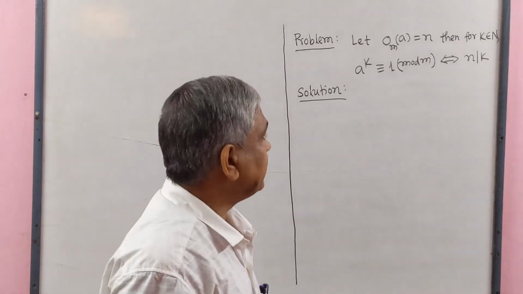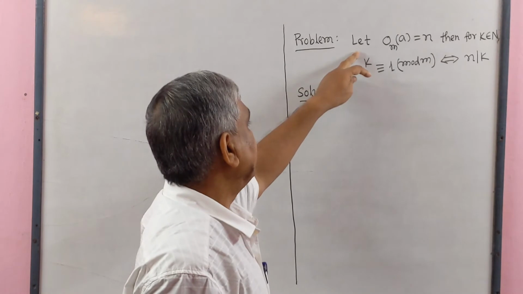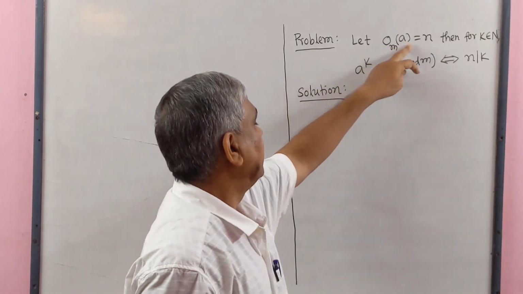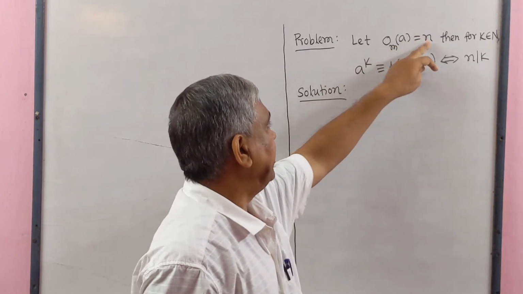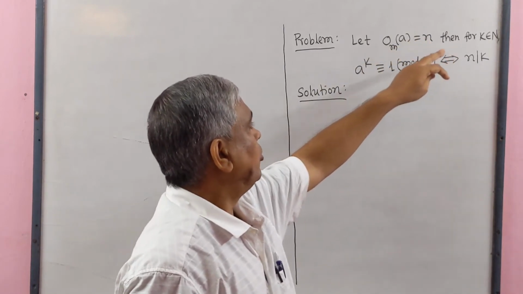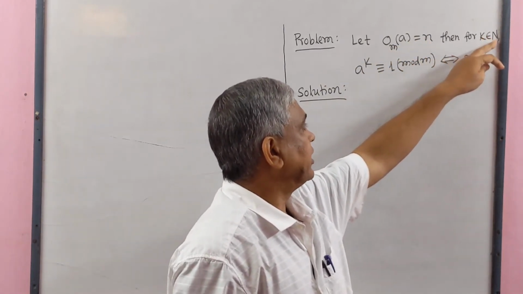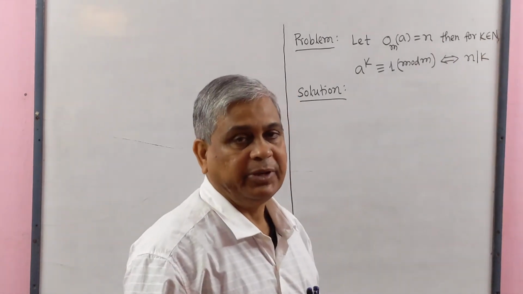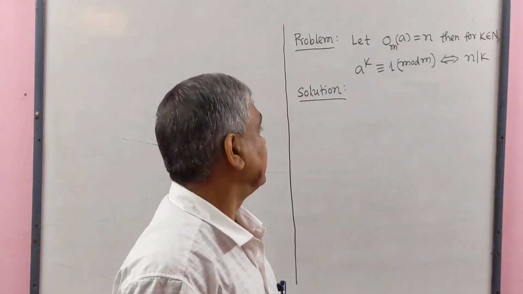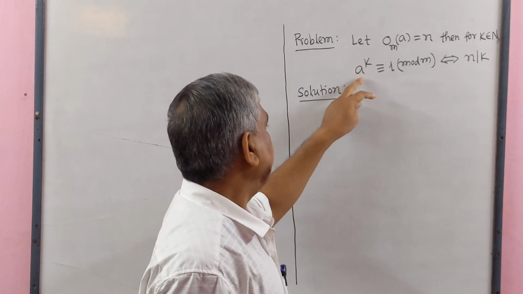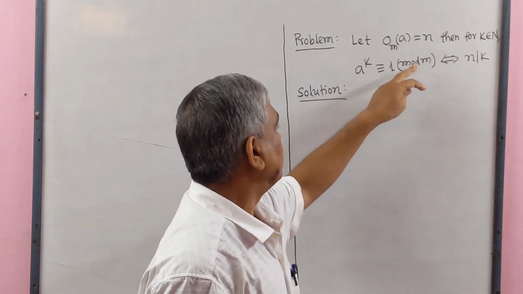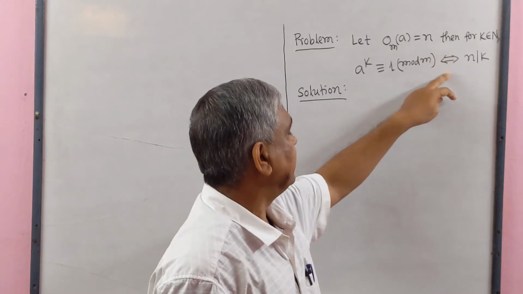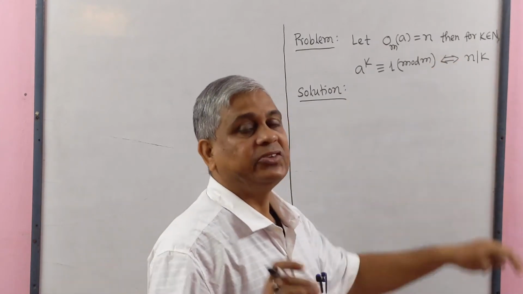Now we solve the next problem. Let order of a modulo m equal to n, then for k belonging to capital N, the set of natural numbers, a to the power k is congruent to 1 modulo m if and only if n divides k.